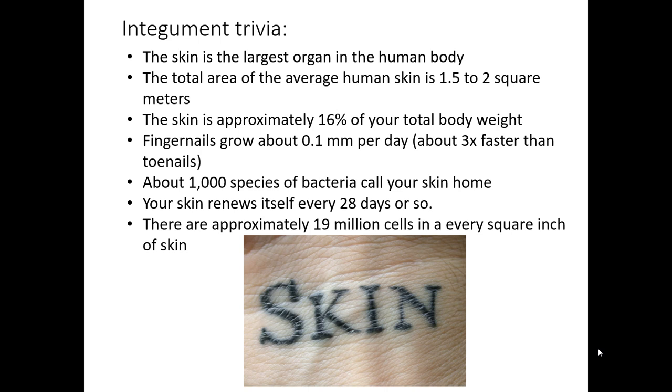Some facts about the integument is that the skin is the largest organ on the human body. The total area of the average human skin is 1.5 to 2 square meters. The skin is approximately 16% of your total body's weight. Your fingernails grow about 0.1 millimeter per day. That's about 3 times faster than your toenails grow. About 1,000 species of bacteria call your skin home, and your skin renews itself every 28 days or so. There are approximately 19 million cells in every square inch of skin.